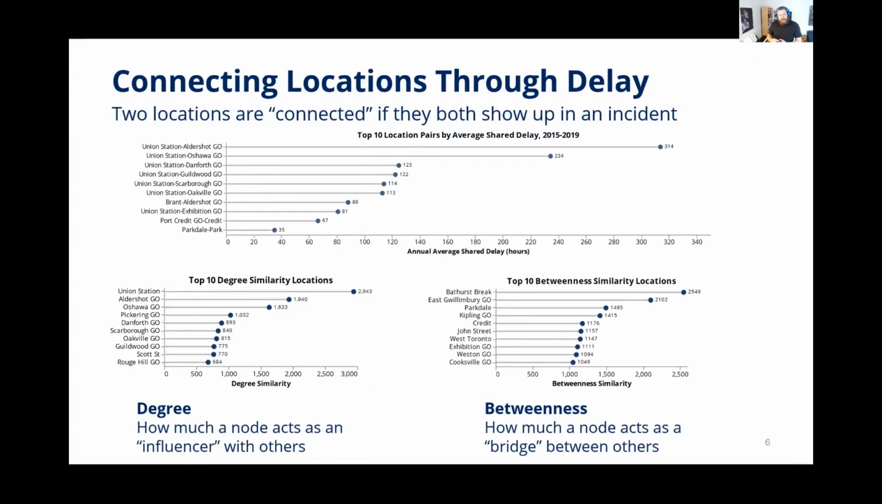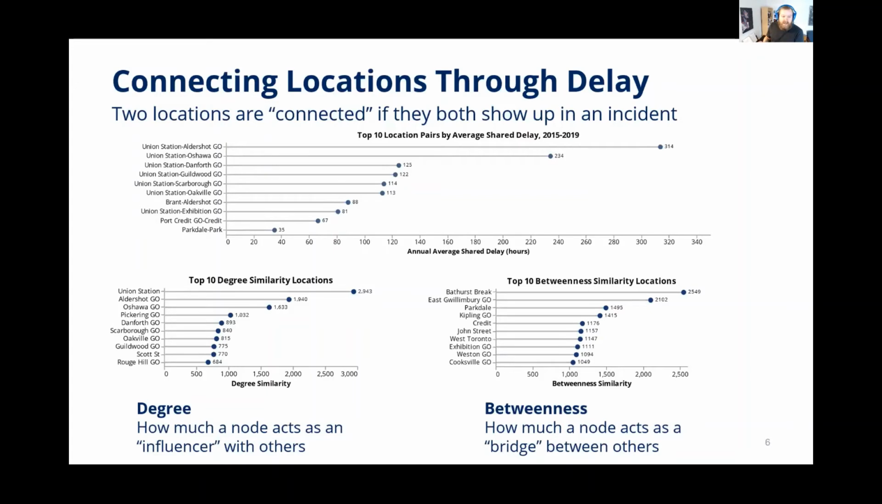We can look at something called degree similarity, which is a sort of measure of how much a node acts as an influencer. We heard a little bit about some Twitter analysis earlier. Again, Union Station, that hub node, stands out, as well as the two terminal stations on the Lakeshore West and East lines as well.